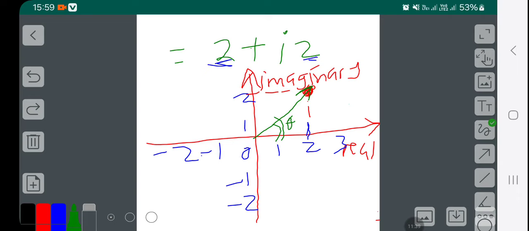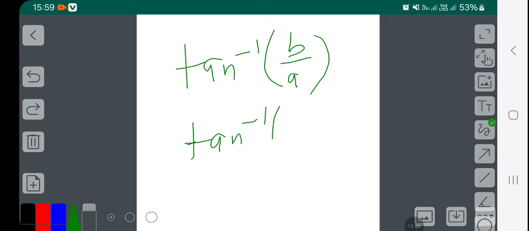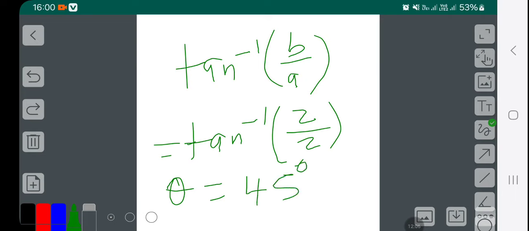To find our argument here, the simple formula is tan inverse of b over a. Your b, which is your imaginary, is 2, then your a, which is your real, is also 2. So our argument here is tan inverse of 1. You can use a calculator here. Tan inverse of 1, you get 45 degrees. But usually, in most cases, you must convert it to radians.